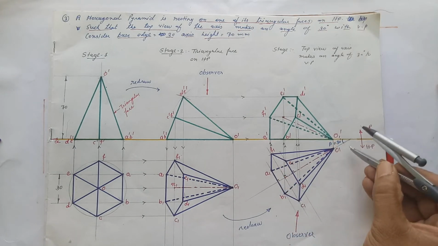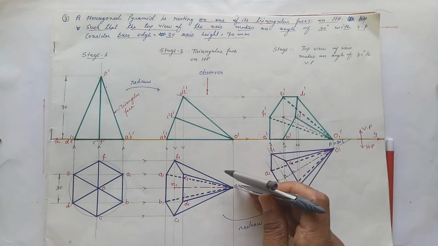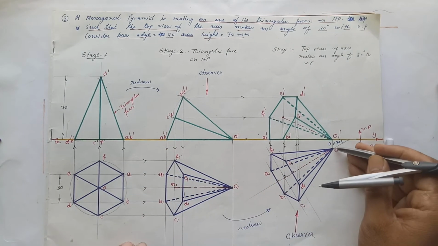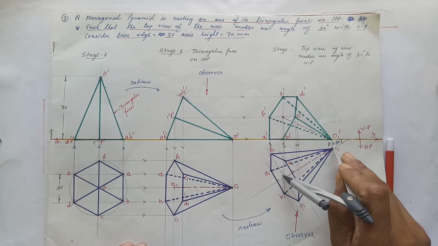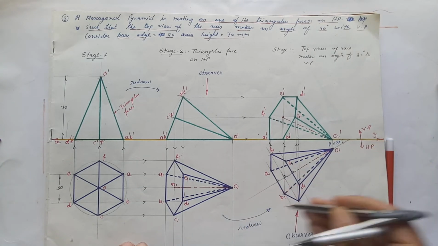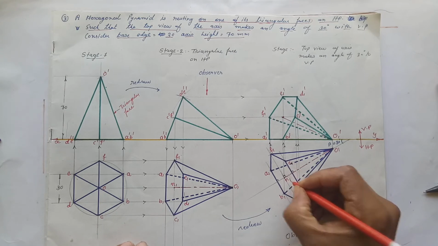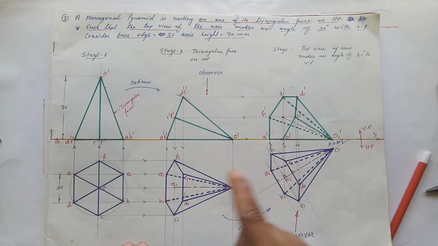So measure the angle of 30 degree, measure O1 and 1, mark O1 and 1 over here on this inclined line. So this will be the N1. Now try to copy this figure.